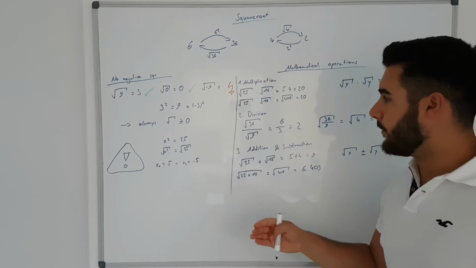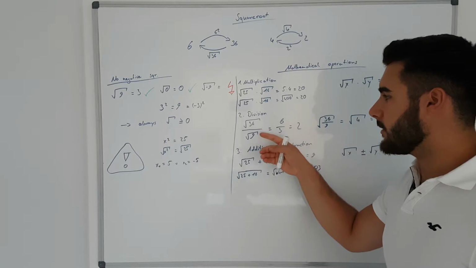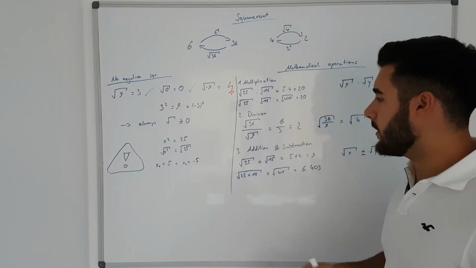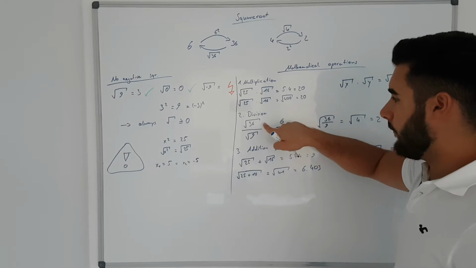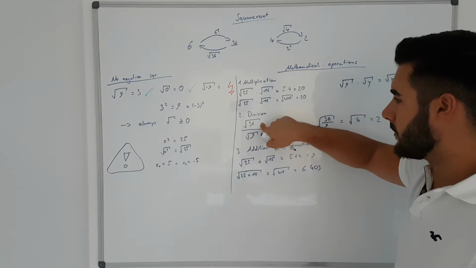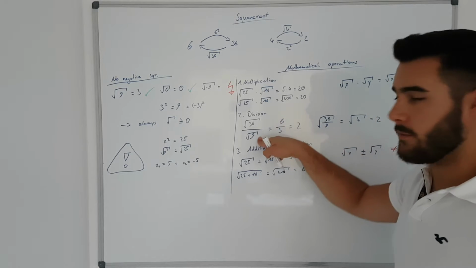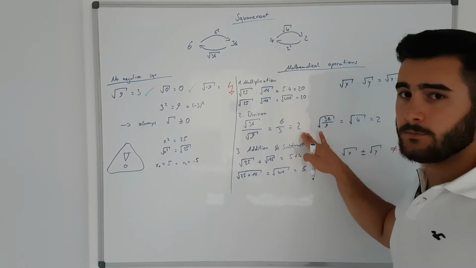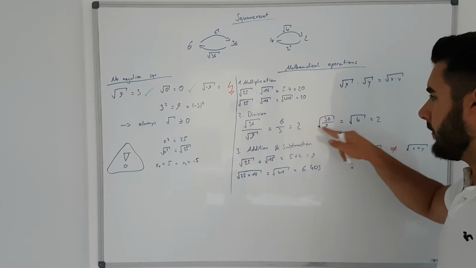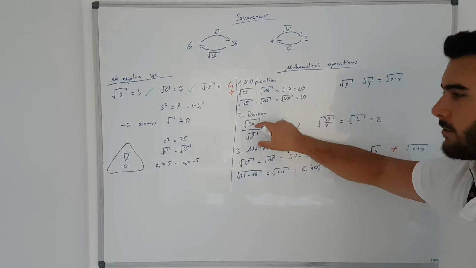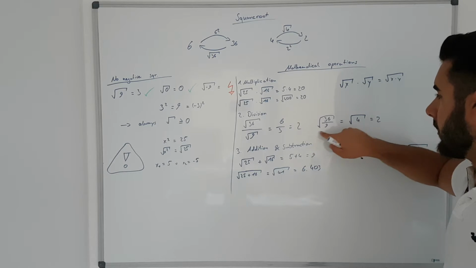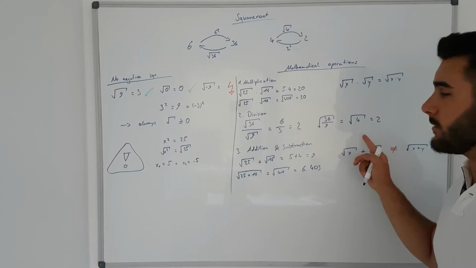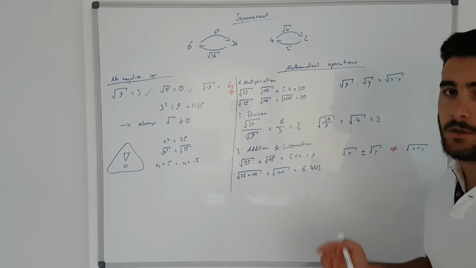Next point from mathematical operations is the division. Divisions work just like multiplications. Take for example the square root of 36 and divide that by the square root of 9. You will get 6 divided by 3, which is 2. However, you can also take the square root of this fraction. You would build it over here, so the square root of 36 divided by 9, which is equal to the square root of 4, which is equal again to 2.